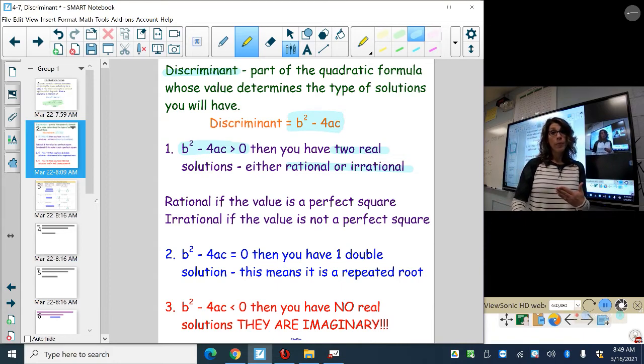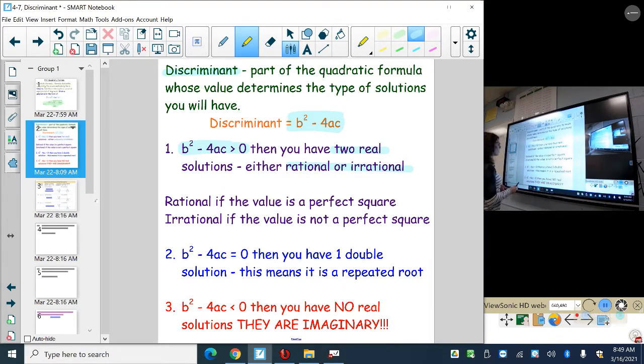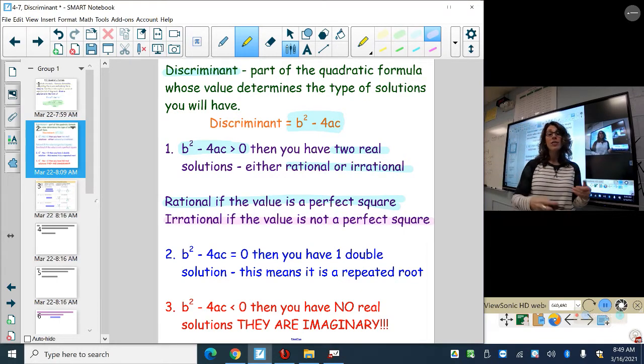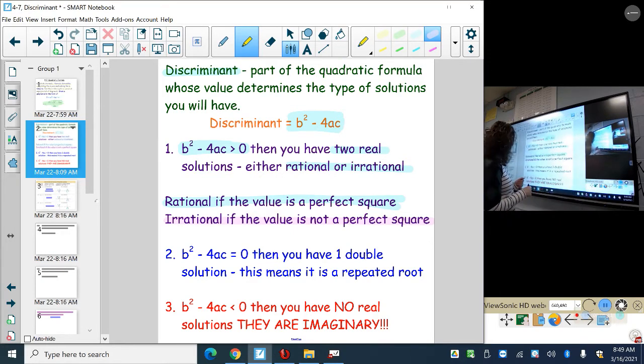How do I determine if they're rational versus irrational? Well, if they're rational, they are perfect squares. If they are not rational, then that means that I cannot simplify them, and I'm going to have something left underneath the radical, which means it's not a perfect square. Okay? Then the next one is going to be if b squared minus 4ac is equal to 0.